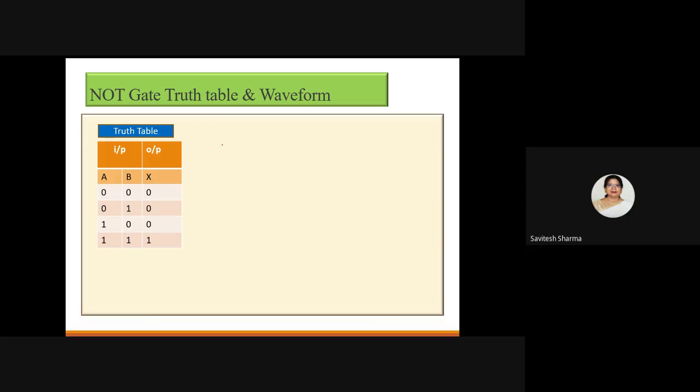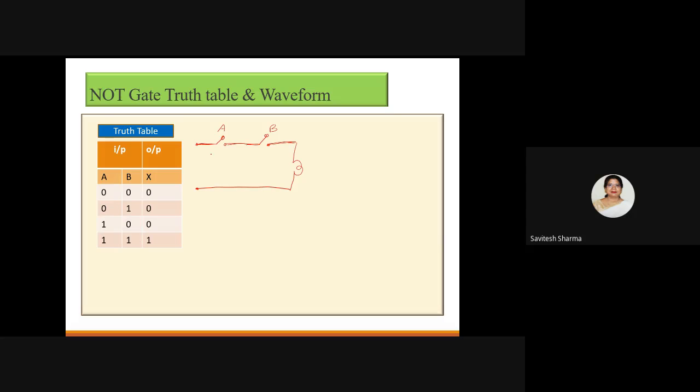You can assume that your inputs, suppose this is your input A, and suppose this is your input B, and this is suppose your LED or bulb. So actually the inputs are connected in series. That's why it will give you a truth table like this.